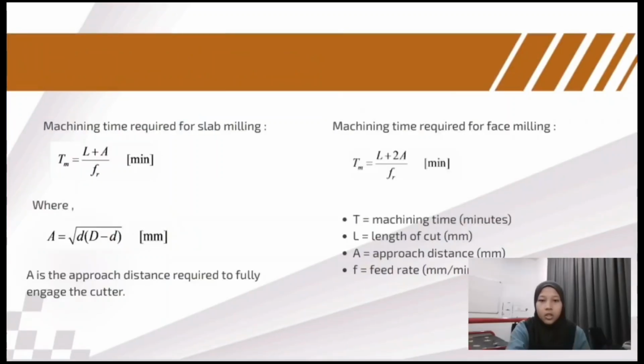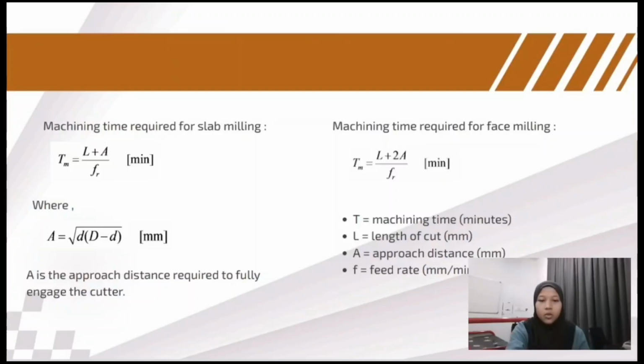Next, machining time required for slab milling. This is the formula, where L is the length of cut, A is the approach distance, and F is the feed rate. A can be found by using this formula for slab milling only. A is the approach distance required to fully engage the cutter.